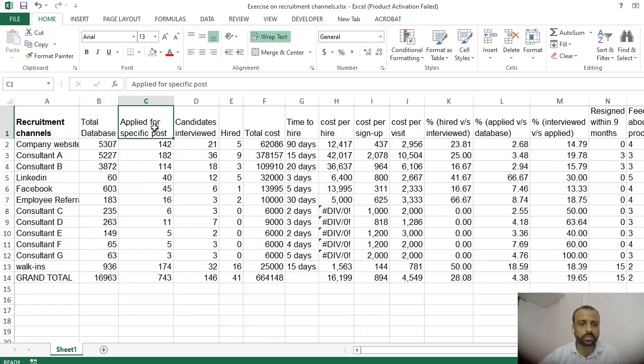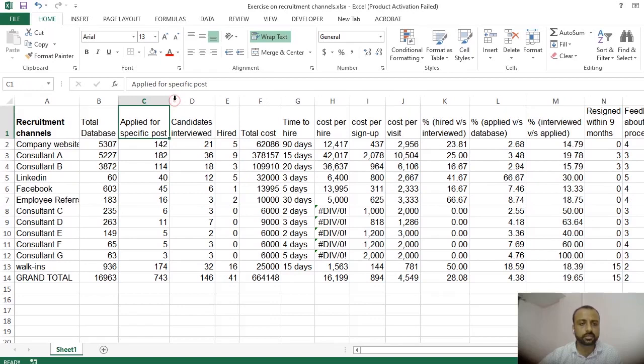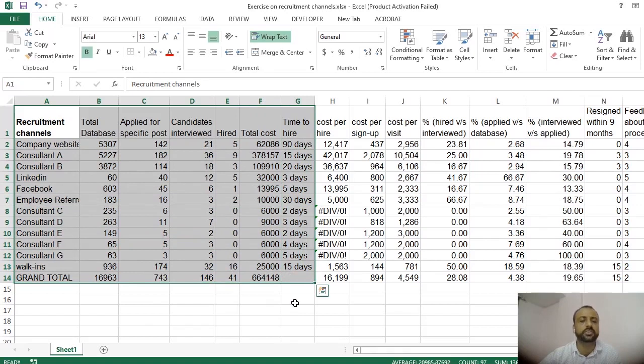The third column talks about the number of candidates who specifically applied for the position. The fourth, candidates interviewed by the company. Column E talks about the number of candidates who were finally hired, then the total cost on each of the channels, and then the time to hire. So initially we can be given this kind of information from column A to column G. Now from this information we need to find out what it indicates and what else we need.